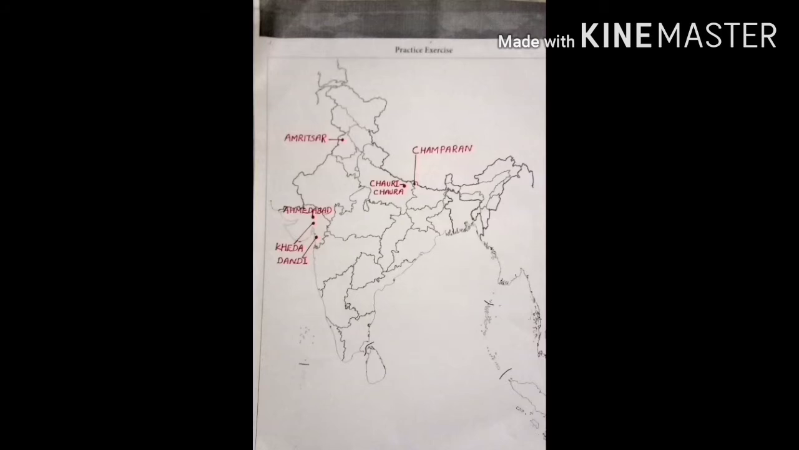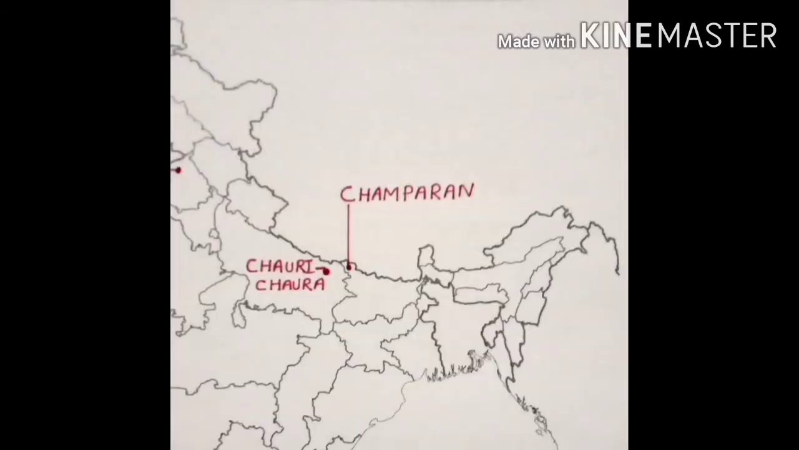First one, Champaran in Bihar. Let us move to the northeast part of India. Here is Champaran, the place associated with the movement against the indigo plantation system. Answer, Champaran in Bihar. In 1916, there was a struggle against the oppressive plantation system.